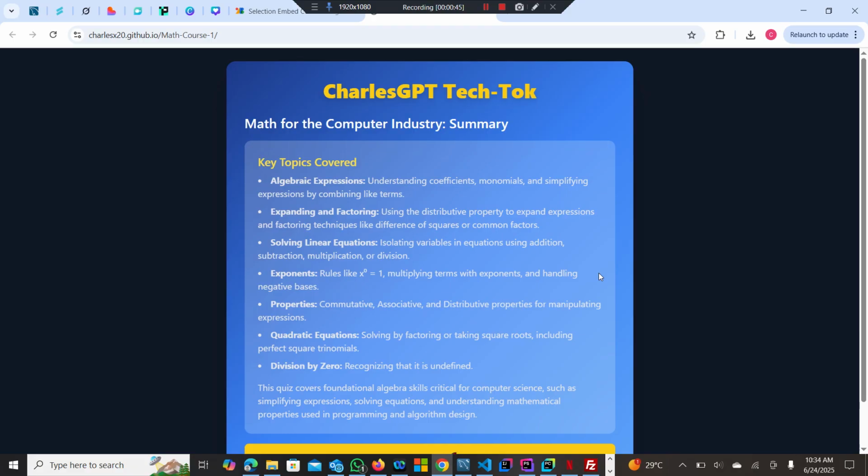So firstly, before we start the quiz, I'll just show you guys the key topics I covered in today's course one, the maths for the computer industry course one. I'll be taking you guys on many courses like this, and I'm going to be creating a quiz game interface so we can use it and learn more on each topic.